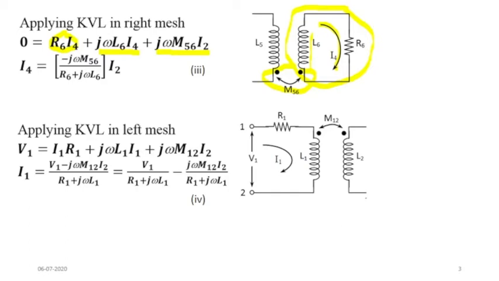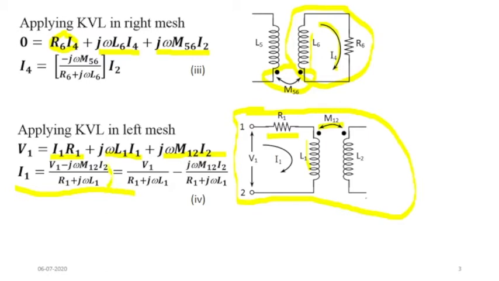Then applying KVL in the leftmost mesh, it is I1 R1 which is written here, then j omega L1 I1 and j omega M12 I2. So here I1 is again represented in terms of I2, and this term is then split into two parts, where the first term is V1 divided by R1 plus j omega L1, and the other term is minus j omega M12 I2.